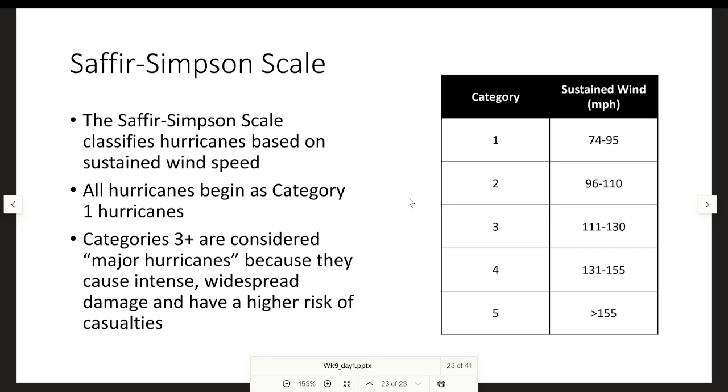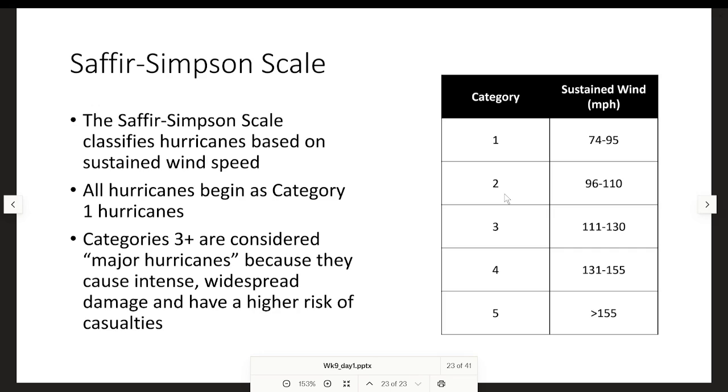So this is the Saffir-Simpson scale. This is what we use to categorize hurricanes. It's correct on here. See, category 1 starts at 74 miles per hour. Oh, I just highlighted this whole thing. Okay, so it's based on sustained wind speeds. So all hurricanes begin as category 1 once it hits that 74 mile per hour sustained winds. And then the wind speeds keep picking up. And then once you hit category 3, so 111 miles per hour, this is when it's considered a major hurricane because they cause intense, widespread damage and have a higher risk of casualties.